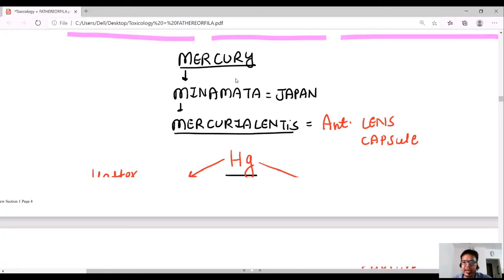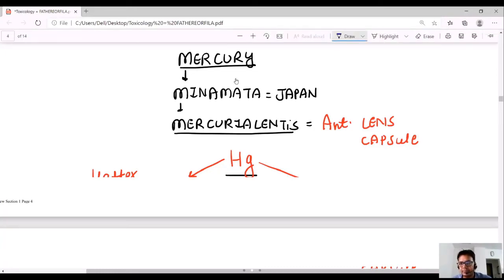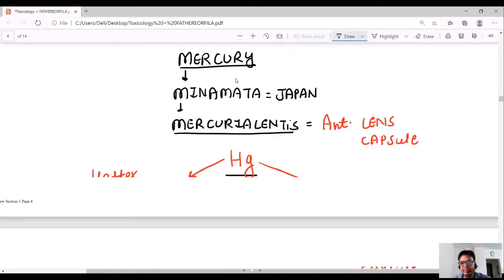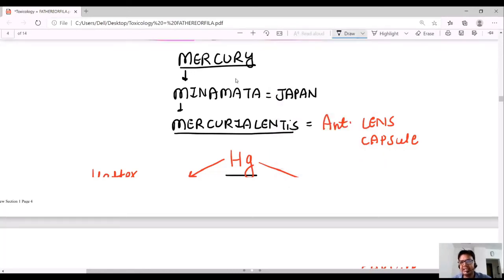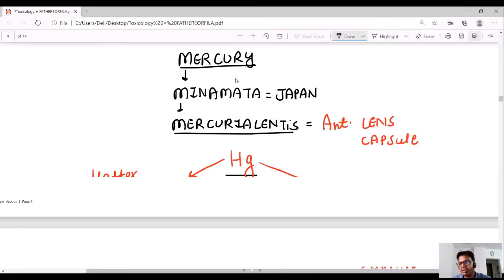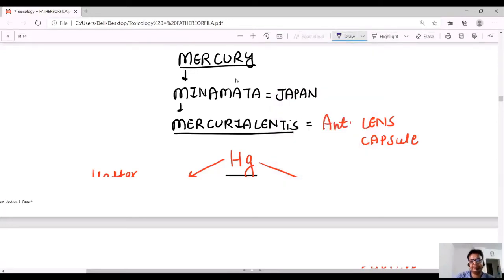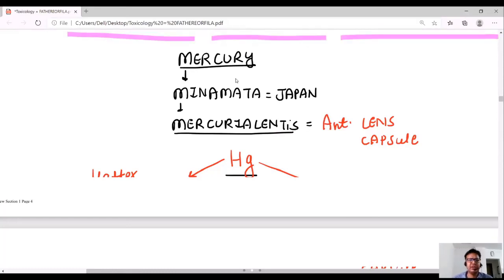And M for Mercurialentis. Mercurialentis is in the lens. It is mercury deposition in the anterior lens capsule. This finding is known as Mercurialentis.